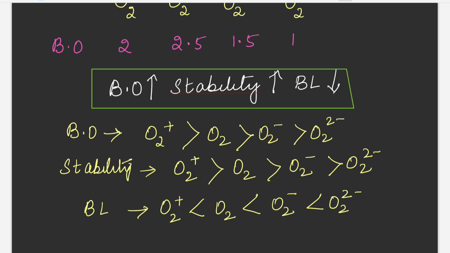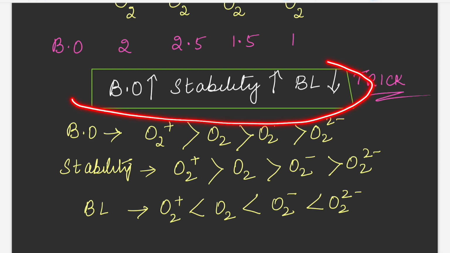So this is one of the super tricks which you can remember to solve this type of problem. If you see previous year question papers, many questions would have come based on this: bond order, then stability of the molecule, and comparing the bond length between the molecules. So use this one super trick, and we will be able to solve all such kinds of problems.